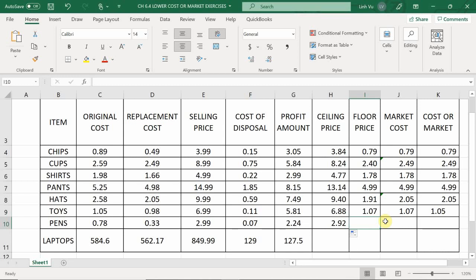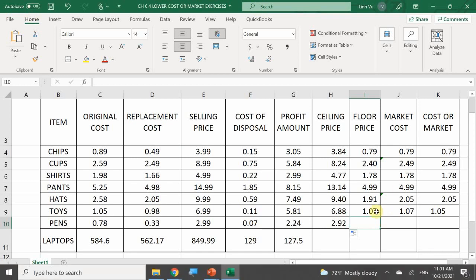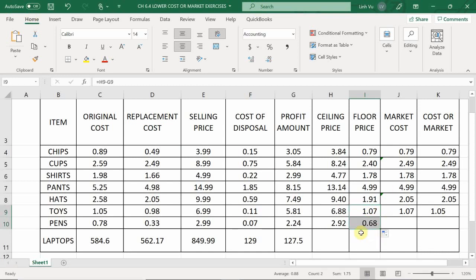$2.92. What's my floor? The $2.92 minus the $2.24, which is 68 cents. Okay, so let's do the comparison again. Which one's the highest number? The highest number would be the selling price, the ceiling price of $2.92. Now in this case, which one is the lowest? Is it going to be the replacement cost of 33 cents or the floor price of 68 cents? The replacement, the 33. Correct.